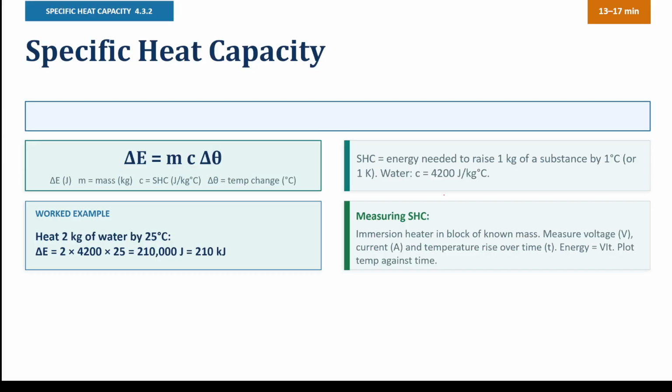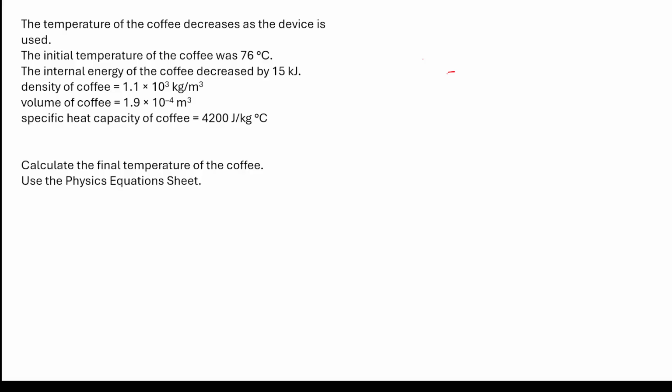The temperature of the coffee decreases as the device is used. All right, we got the initial temperature as 76 degrees Celsius. Now energy, as you can see, is in kilojoules, so you need to first convert it into joules by multiplying it by 1000. So whenever you see the letter k, except in kilogram, times it by 1000. Now the density of the coffee is given, the volume is given, and the specific heat capacity is given. Now they're asking for the final temperature.